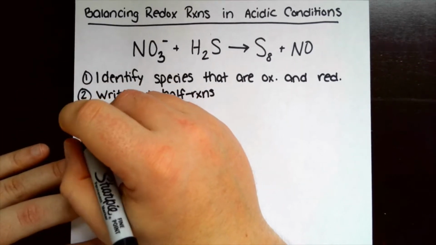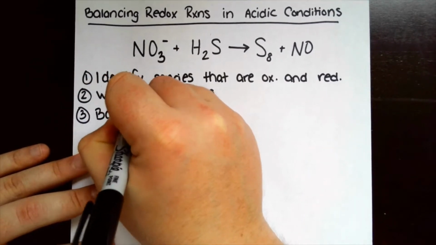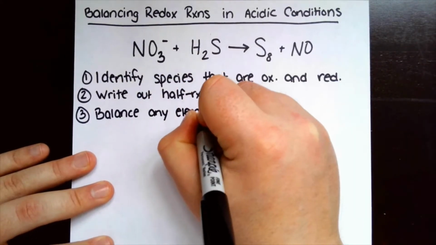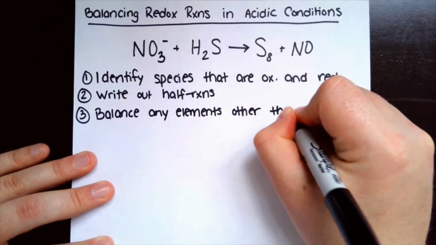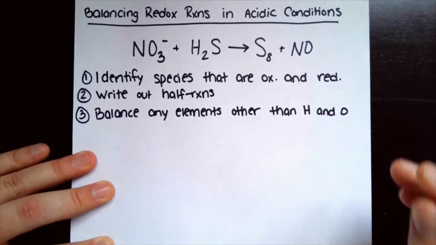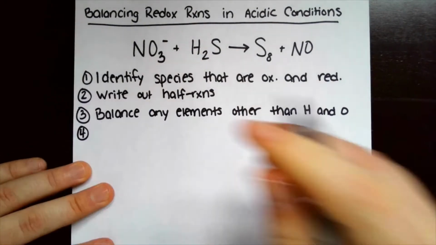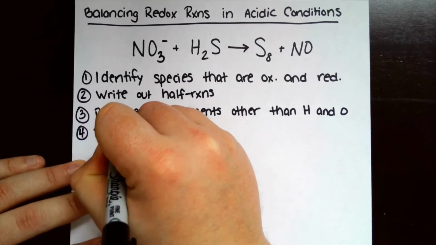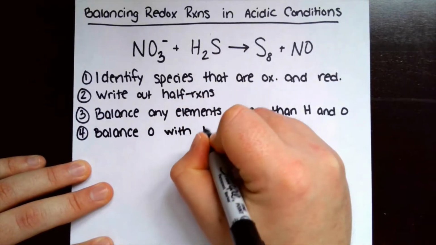Then once you get those half reactions written out, you need to balance any elements other than hydrogen and oxygen. And again, you'll be doing that with only coefficients, as if we were balancing a normal reaction. Once you've completed that, you need to balance oxygen atoms using water.